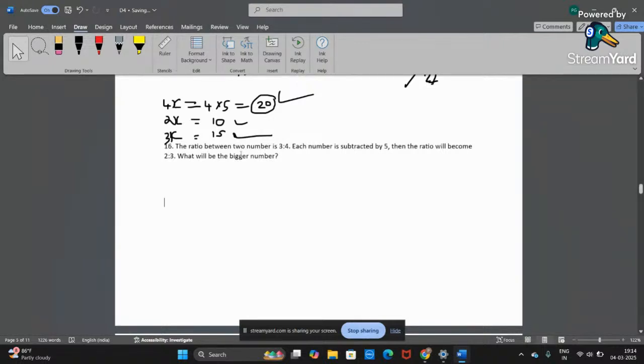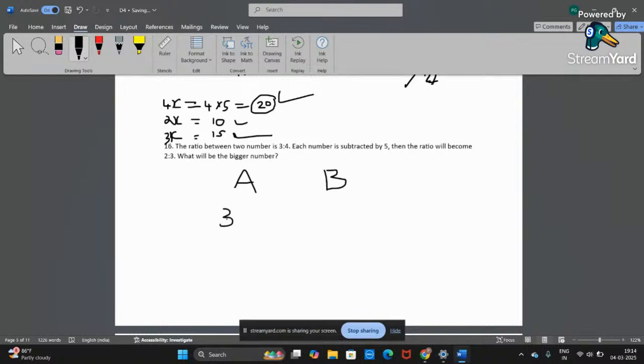The ratio between two numbers is 3:4. Each number is subtracted by 5. Then the ratio will become 2:3. What will be the bigger number? Let's find the bigger number as well as smaller number. Let's take it as A and here it is B. 3:4, this is in the ratio form. This is not the exact value.